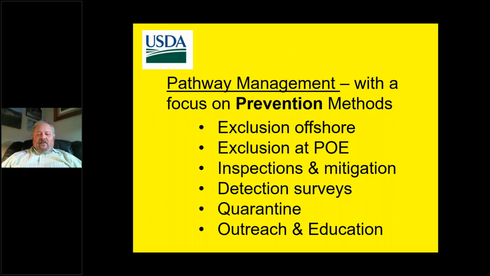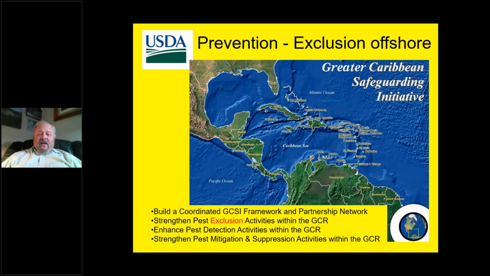So pathway management has a number of elements, and we'll focus on those that have to do with prevention, methods of pathway management. These include exclusion offshore, exclusion at ports of entry, inspections and mitigation, detection surveys, quarantine, and very importantly, outreach and education. An example of prevention involving exclusion offshore is what's referred to as the Greater Caribbean Safeguarding Initiative.